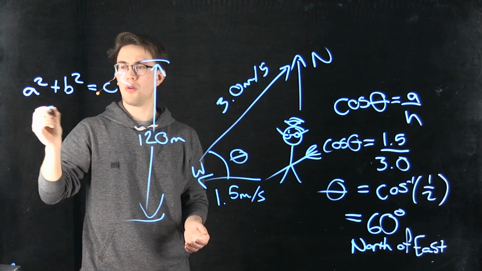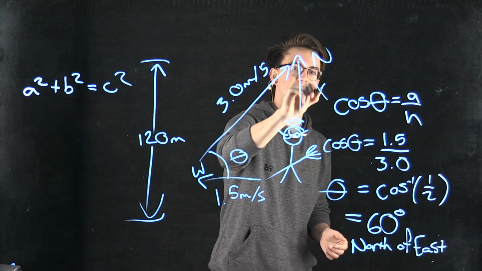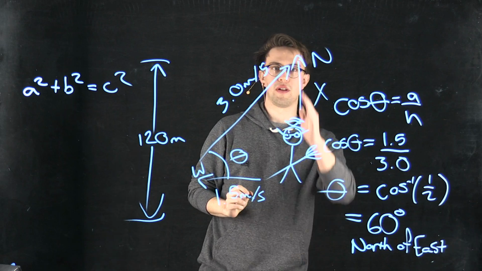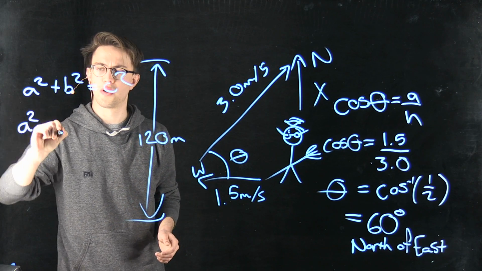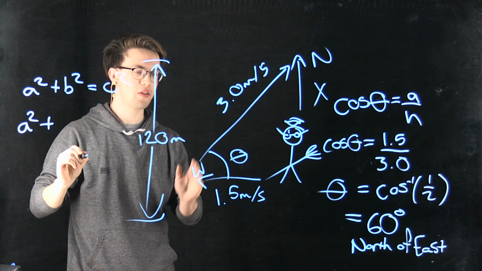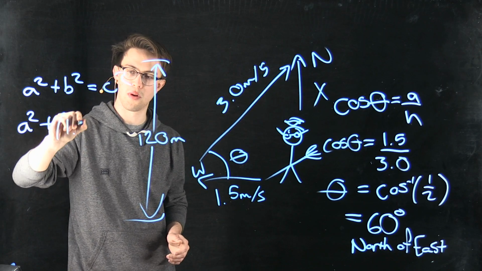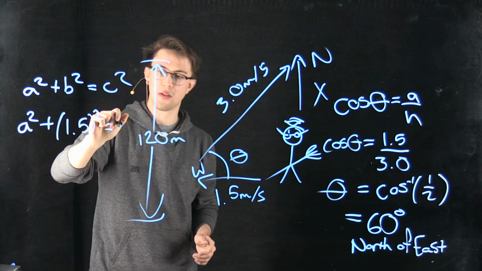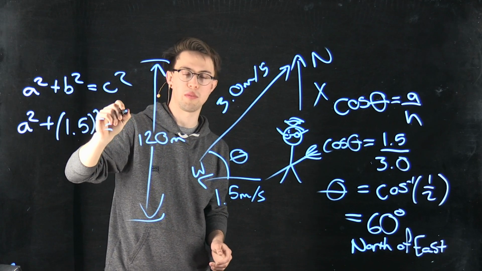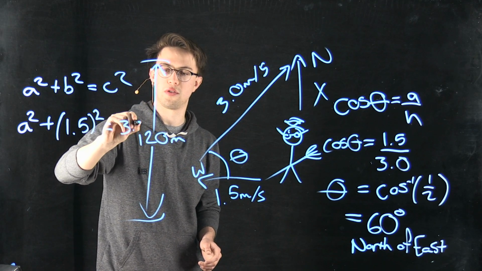And right now, we don't know our a squared. That's x over here, the measurement of the north in meters per second. So we're going to leave that a. But we do know b, 1.5 meters per second, and this is going to be squared. And then we know c, 3.0 meters per second, also squared.